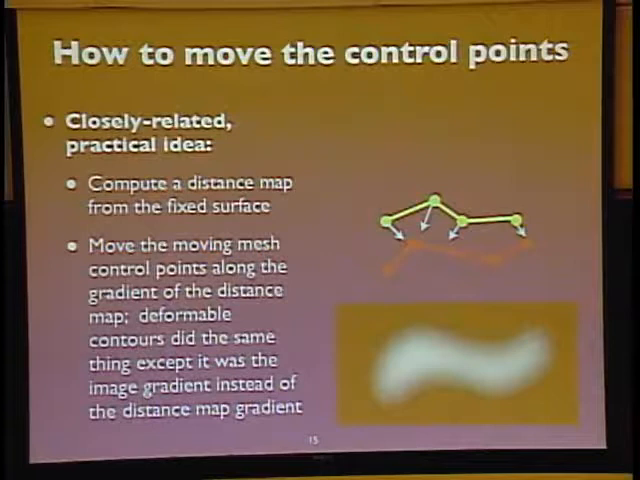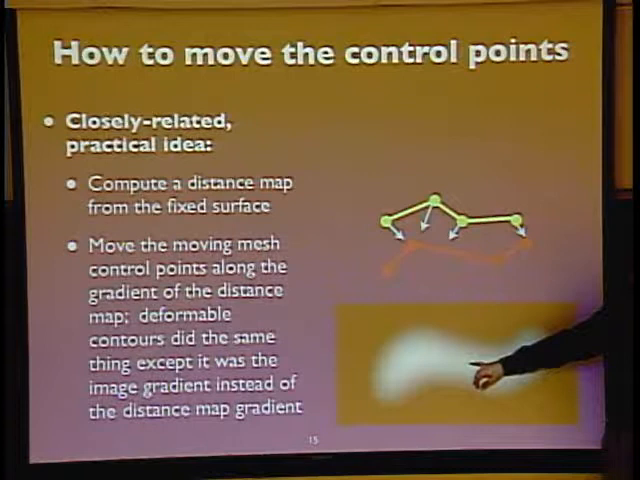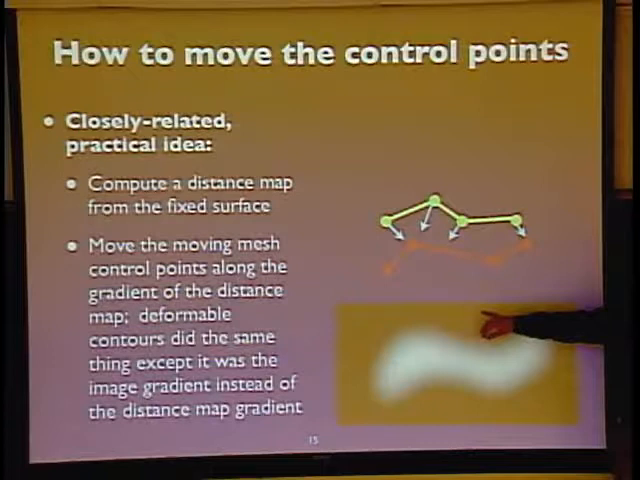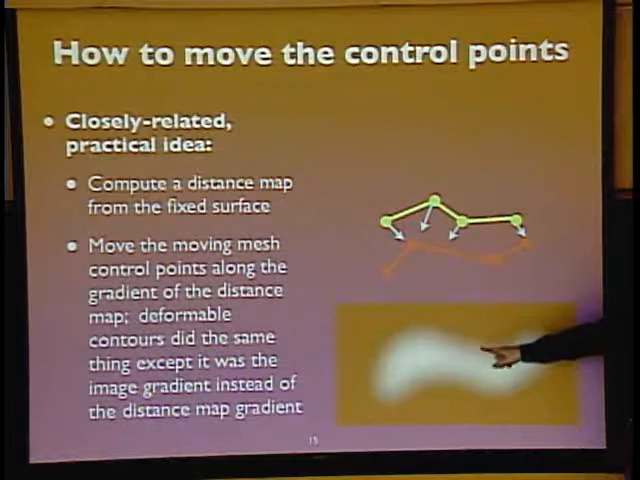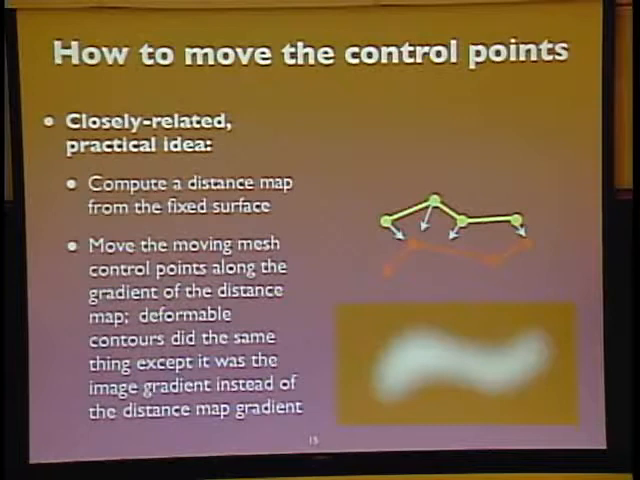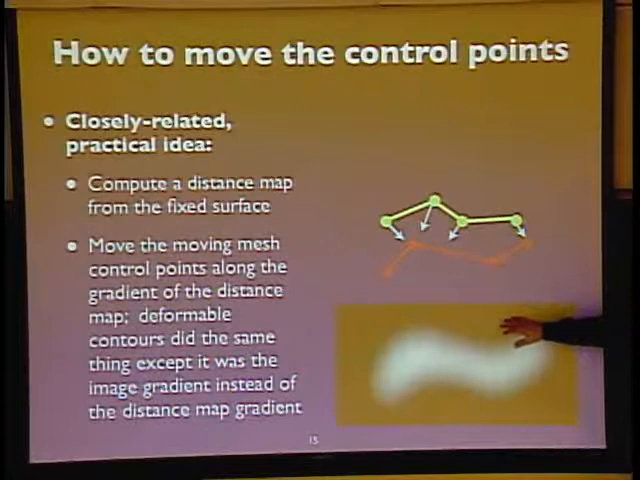So here, bright pixels have a distance of 0 from the fixed mesh, and black pixels have a distance from the fixed mesh of very far. And gray values are somewhere in the middle, where they're not extremely close to the fixed mesh and not extremely far. Then, for deformable alignment, we're going to take our moving mesh and plop it on top of this image and follow the gradient of the image.